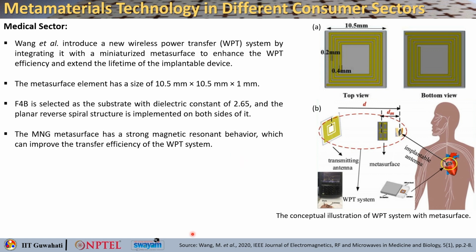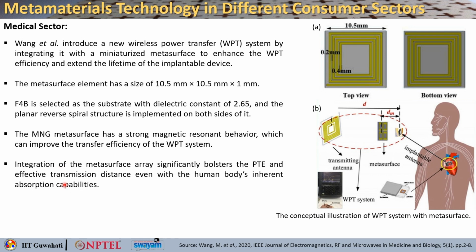And what do we see, that this MNG metasurface or mu negative metasurface has a strong magnetic resonant behavior, which can improve the efficiency of the wireless power transfer system. And when you integrate such a metasurface array, that improves the power transfer efficiency and effective transmission distance, even with the human body's inherent absorption capabilities.